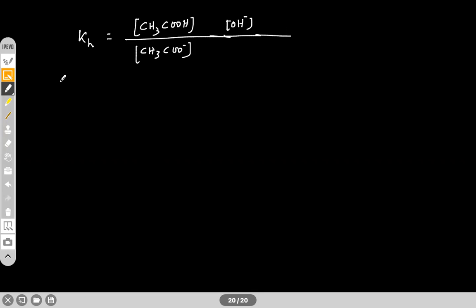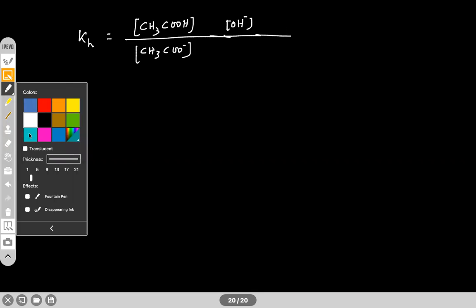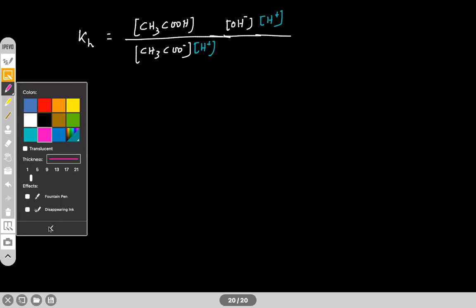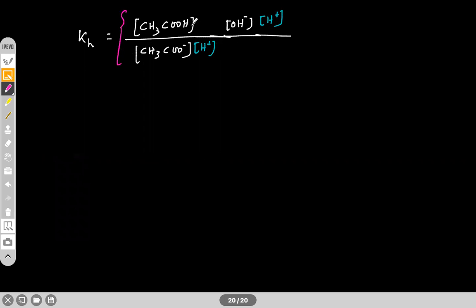Okay, now we are making some change to this. What change, I'll tell you. I am multiplying the H plus concentration in the numerator and denominator. Once you do this, you can easily observe what this expression and this expression are. This expression is 1 by Ka, isn't it? And this one is nothing but Kw.